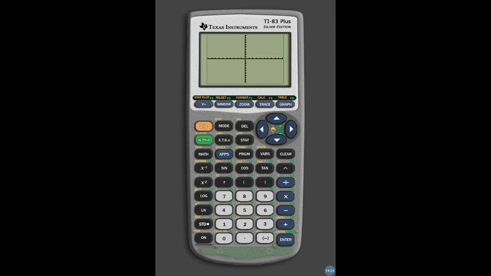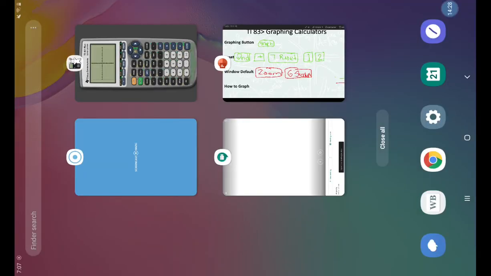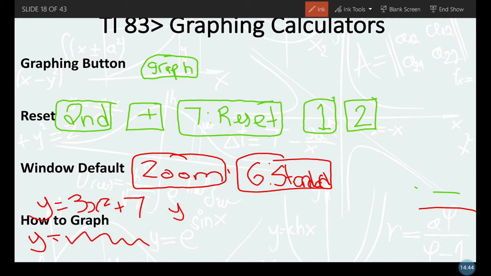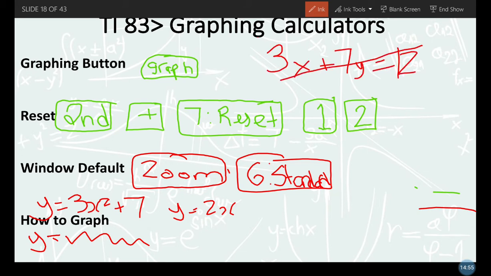Now, how do we actually graph on this calculator? That's what we need to learn how to do. First of all, you need to recognize that your calculator only understands equations in the form y equals blah, blah, blah. So maybe it's y equals 3x squared plus 7 or y equals 2x. It doesn't understand if you want to put in something like 3x plus 7y equals 12. I can't put that on my calculator. It has to be y by itself in order for me to graph it on my calculator.